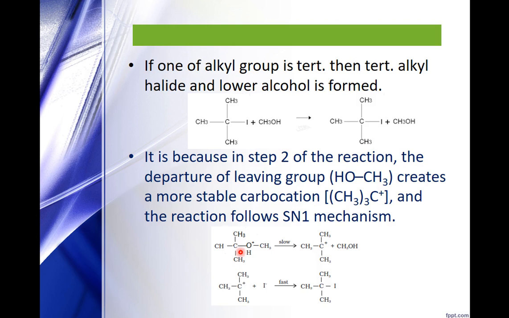So before the attack of halide ion, this carbon-oxygen bond breaks to form tertiary carbocation because tertiary carbocation is very much stable. So now the attack of halide ion takes place on this carbocation to give you tertiary alkyl halide. Student, this is very important. You can get this in the form of mechanism or in the form of conceptual question. So remember, if one of the alkyl groups is tertiary, then you will get tertiary alkyl halide and lower alcohol. Otherwise, the lower alkyl group goes in the form of alkyl halide.